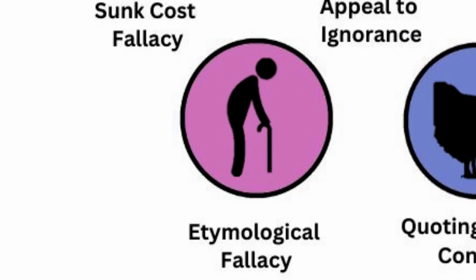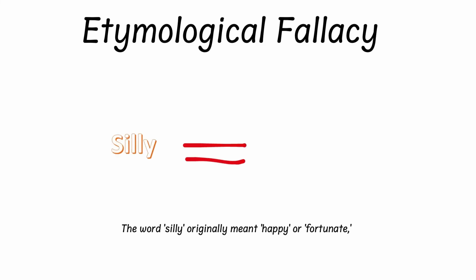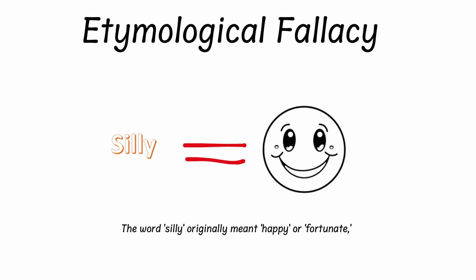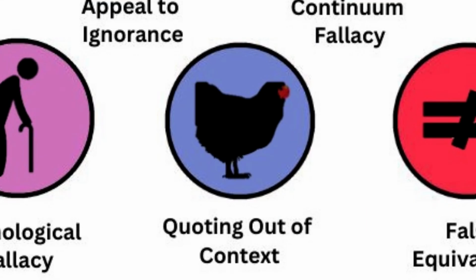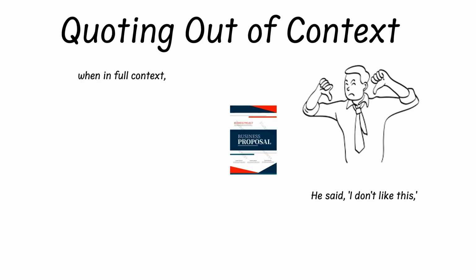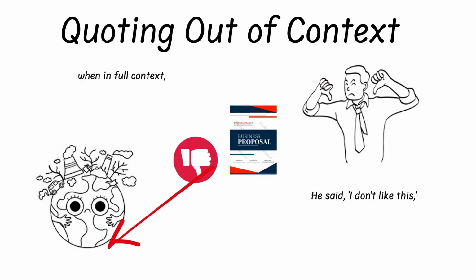Etymological fallacy. The etymological fallacy assumes that the original or historical meaning of a word is its true or only meaning. It overlooks how the meaning of words can change over time. Quoting out of context. Quoting out of context distorts a quote's meaning by removing it from its original context. This can misrepresent the speaker's intent or the overall message.